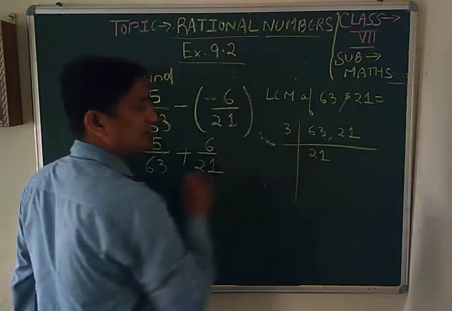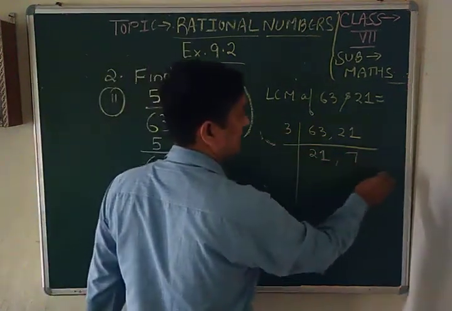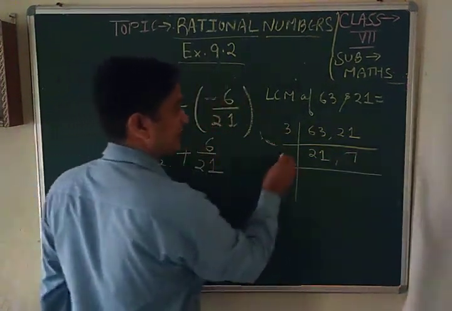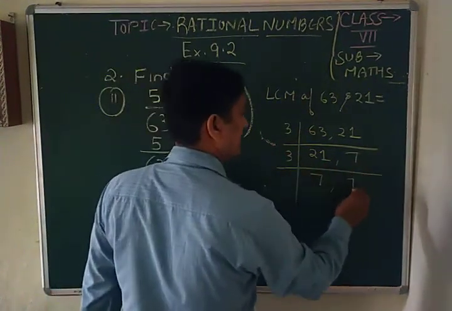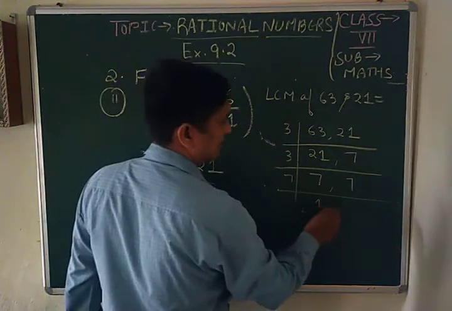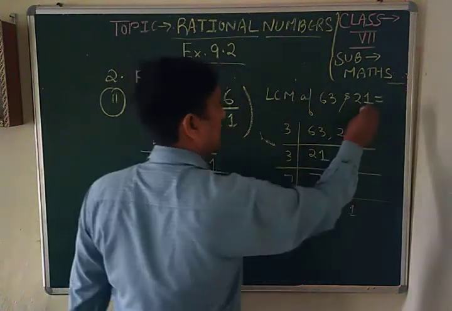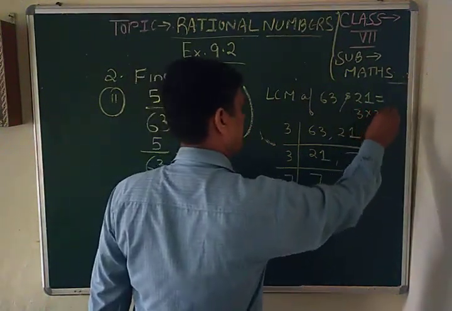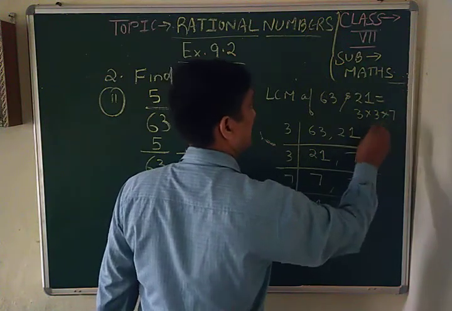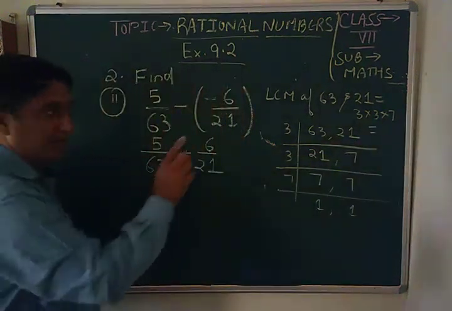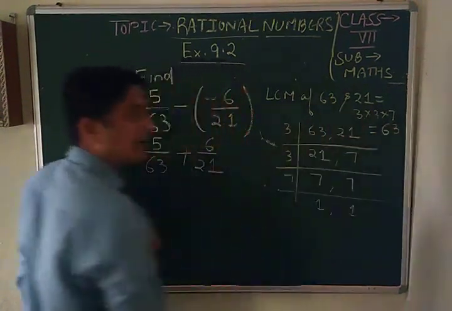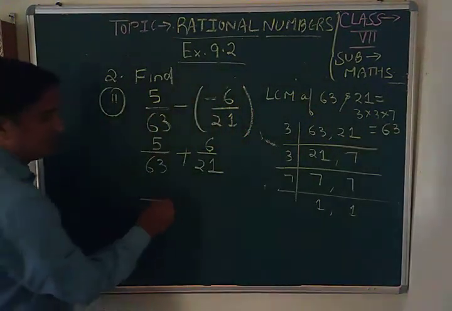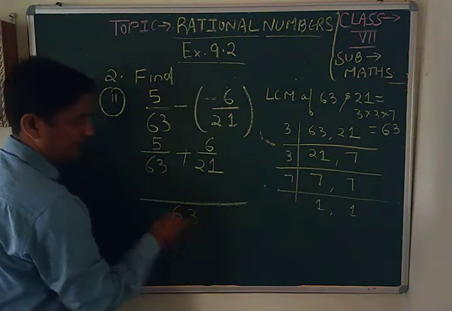21, 3 is a 63 and 7 3 is a 21. Then again by 3. 7 3 is a 21, 7 as it is. So the LCM becomes 3 into 3 into 7. Now it becomes 3 3 is a 9, 9 7 is a 63 is the LCM. So write down this 63 in the denominator.